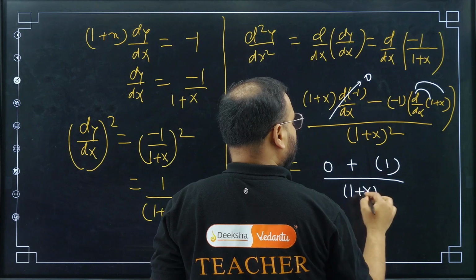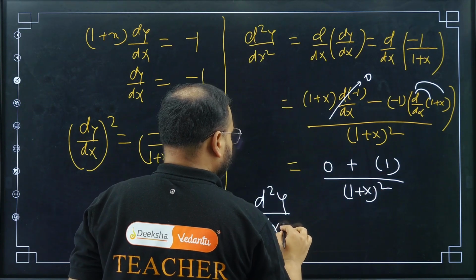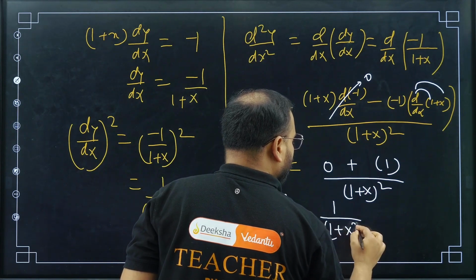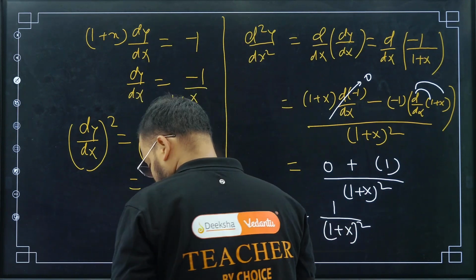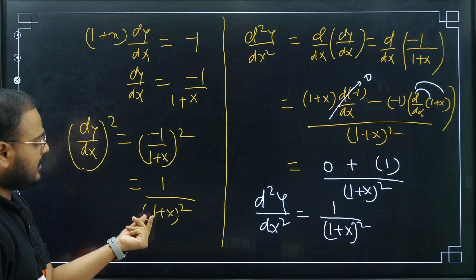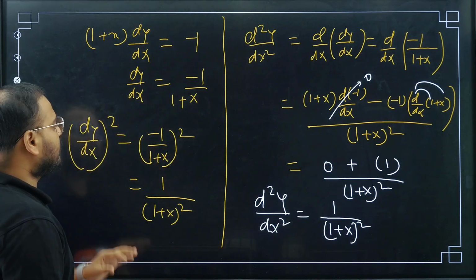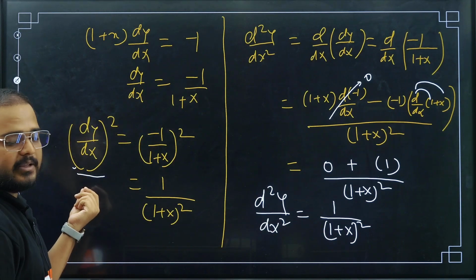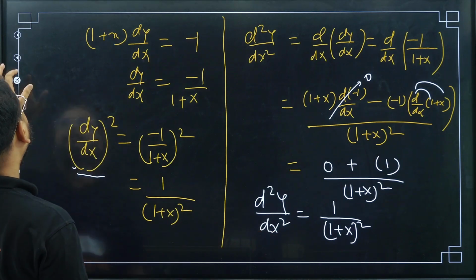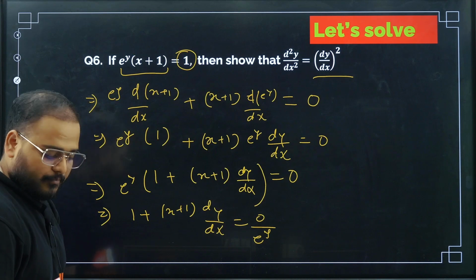No change, no change. What is my final answer? d square y upon dx square is equal to 1 upon 1 plus x the whole square. Please check here. dy by dx the whole square is this thing, and d square y by dx square is this thing. It means what we have proved, that dy by dx the whole square is equal to d square y upon dx square. That's my answer, right? They asked us to prove this and I proved it. Okay, we proved it, sir.